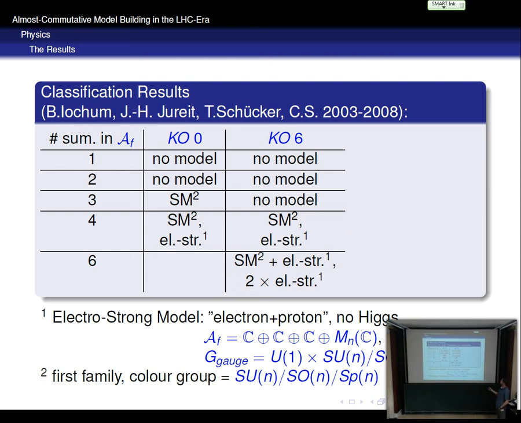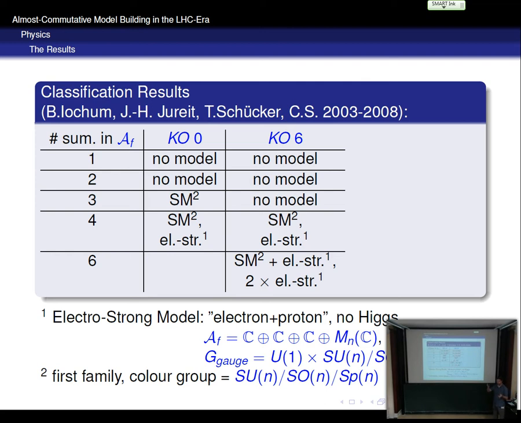And then if you classify, you can do it either in KO dimension 0 or KO dimension 6. You basically find with 1 or 2 summands in the matrix algebra basically nothing. With 3 summands, the standard model strangely appears as one of the simplest models you can find. And this is quite surprising considering how complicated it is from the differential geometry point of view. It's a bit more general than the standard model in the sense that the group which tells you the color group of the quarks can be chosen fairly arbitrarily. So you can have 2, 3, 4 colors, whatever. We know we have 3, but we cannot say why.